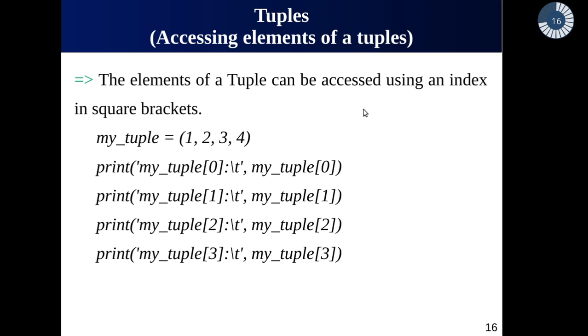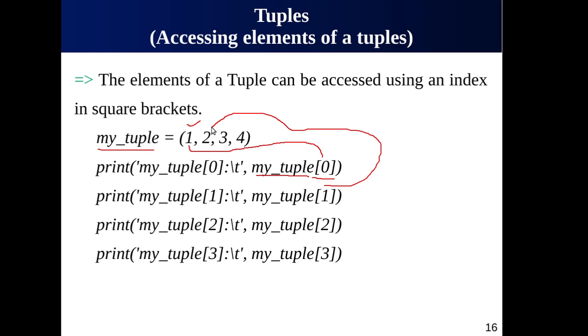Now if you want to access the elements of the tuple, here is a way. I have a tuple with the name my_tuple. It has 4 elements. If I want to access the first element, then first I need to write the name of the tuple and then provide the index inside the square bracket. This will refer to the first element of this tuple, and similar for the other indexes. It will print all these elements one by one.